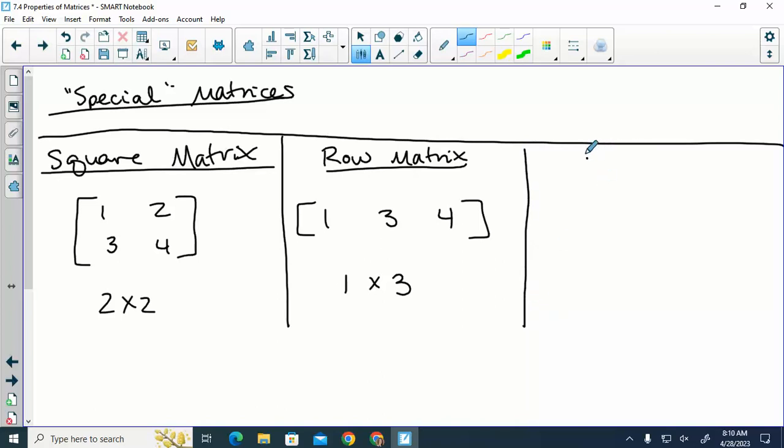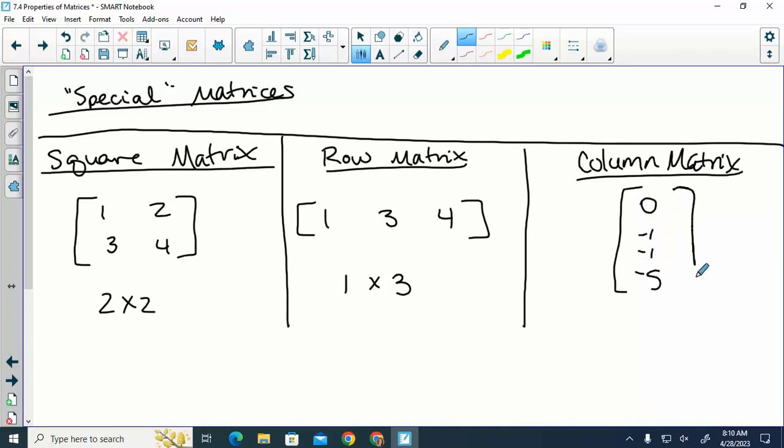And the third special type is a column matrix. Any guesses what that might be? Yeah, one column. What would the dimensions of that one be? 4 by 1. So the first few Math Excel questions are just going to be, give the size of this matrix. Is it a special type? Is it a square, a row, or a column matrix? Are we okay with that stuff?